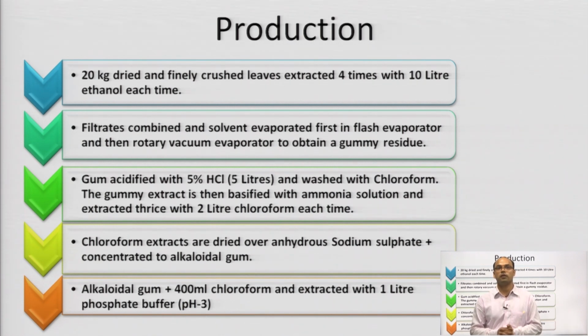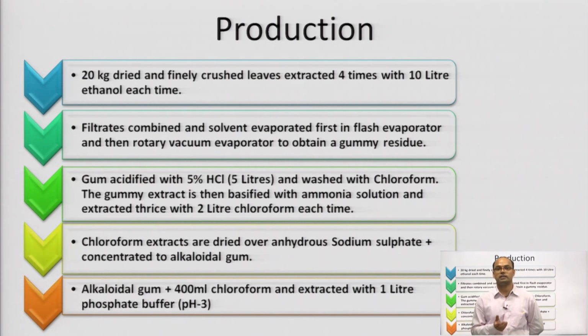evaporated first in the flash evaporator, because the amount of liquid, the amount of filtrate, is too high. So we first use the flash evaporator, and then we concentrate the extract in the rotary vacuum evaporator to obtain the gummy residue, and this gummy residue is then acidified with 5% HCl, which is probably 5 liters in this case, and the combined mixture is then washed with chloroform.